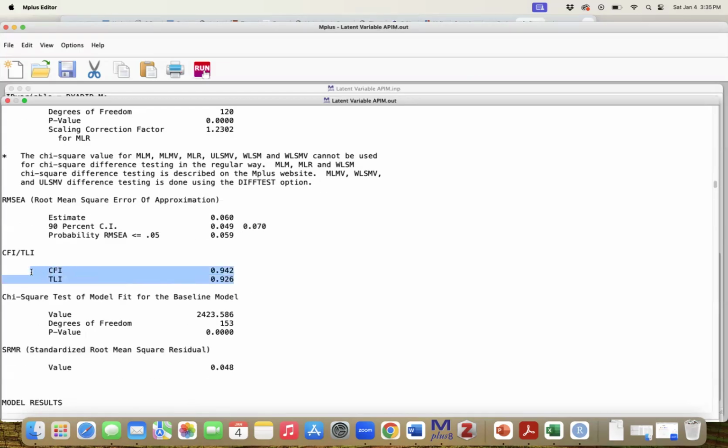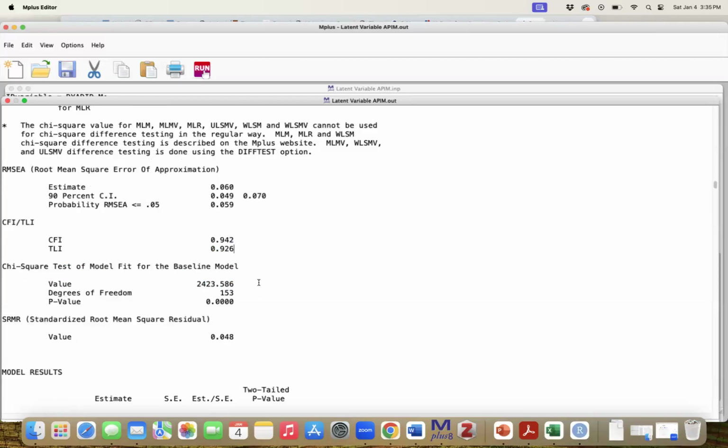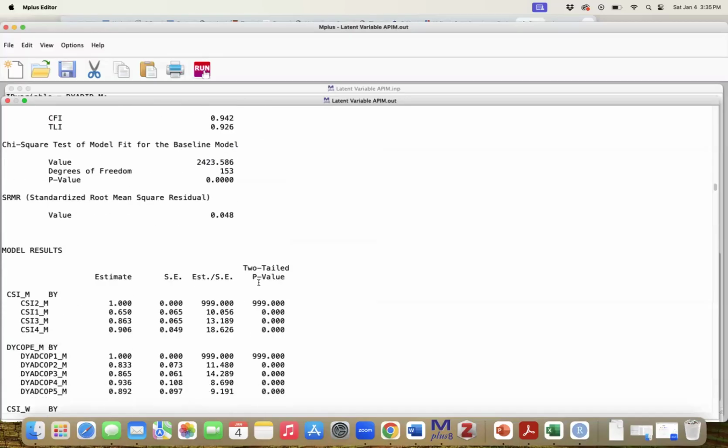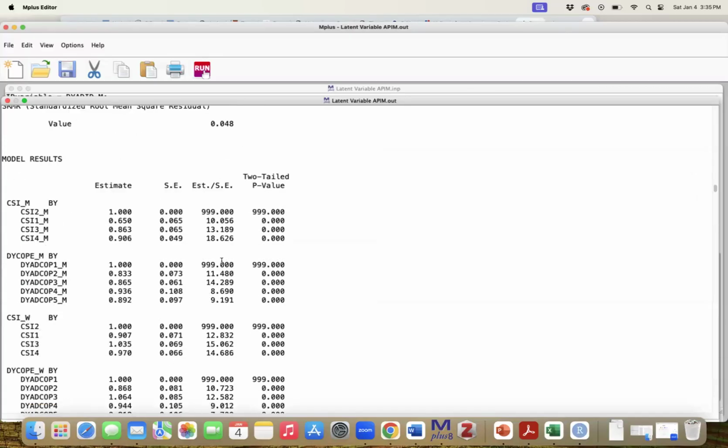Our CFI and our TLI are not great. They are below the 0.95 recommendations proposed by Hu and Bentler. Our model is actually fairly similar to what they did. We just have an additional set of latent variables. They originally created their cutoffs, which are exceptionally overgeneralized, based on a two-factor confirmatory factor analysis. So we're kind of close, but again, there is something that we'll want to poke around on, and we'll want to begin to think about.